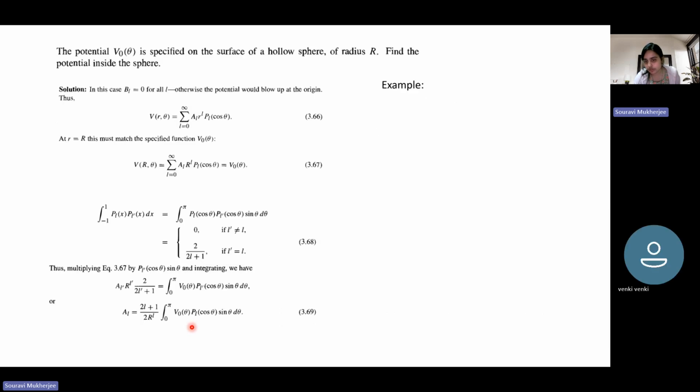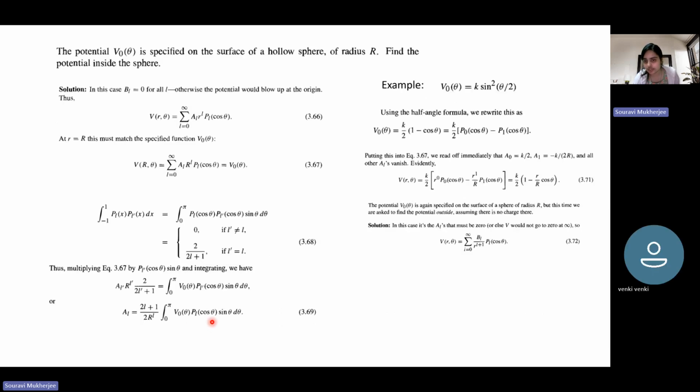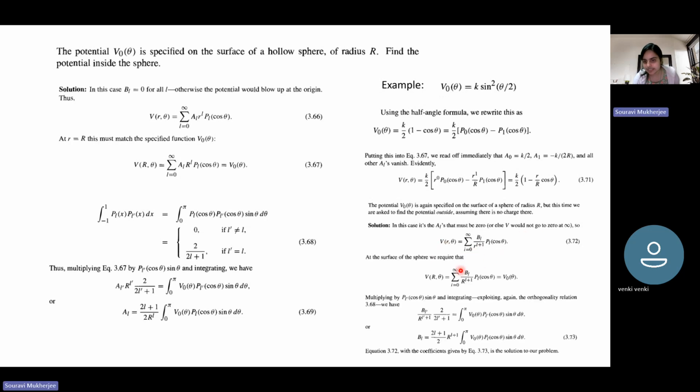So if you are asked to find the potential outside, you have to start with this form of potential. And then apply the boundary condition and use the orthogonality relations to find the coefficients. The steps are similar, but this is what you have to understand: where to take which form of the potentials.